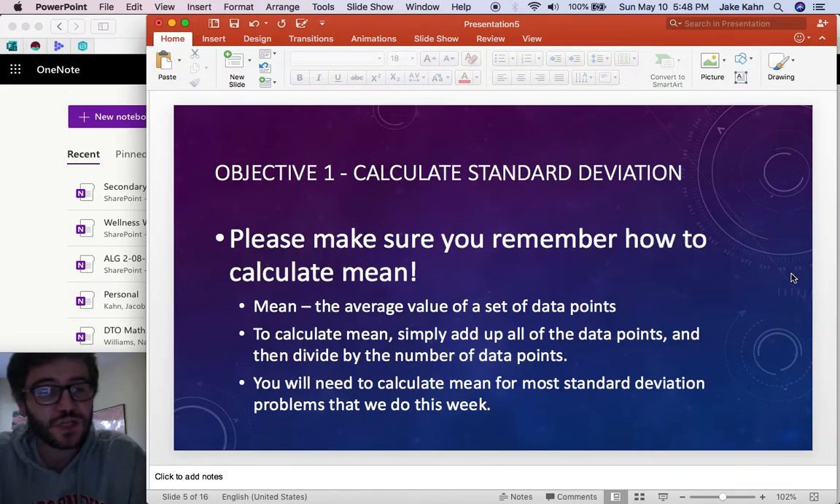Along with standard deviation, we are going to be talking about mean. This is not Algebra 2 material. We've talked about it a lot before, but just as a quick review, make sure you remember how to calculate mean, which is, again, the average of a data set. If you want to find the average value of a set of data points, you simply add up all the data, and then you divide by the number of data points that you have, right? So if you have 10 test scores and you're trying to find the average score on that test, you add up all the scores and then you divide by 10. You will need to calculate the mean for pretty much all of the problems in that first Khan Academy objective, all right? But that's not that tough to do. Make sure you use a calculator.